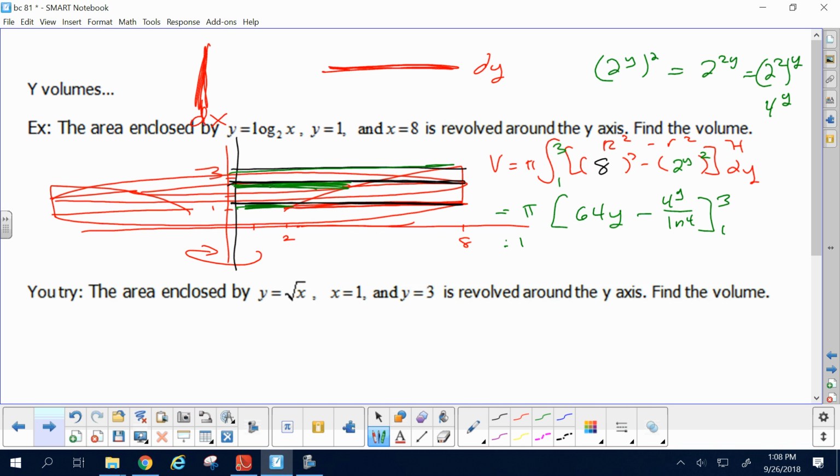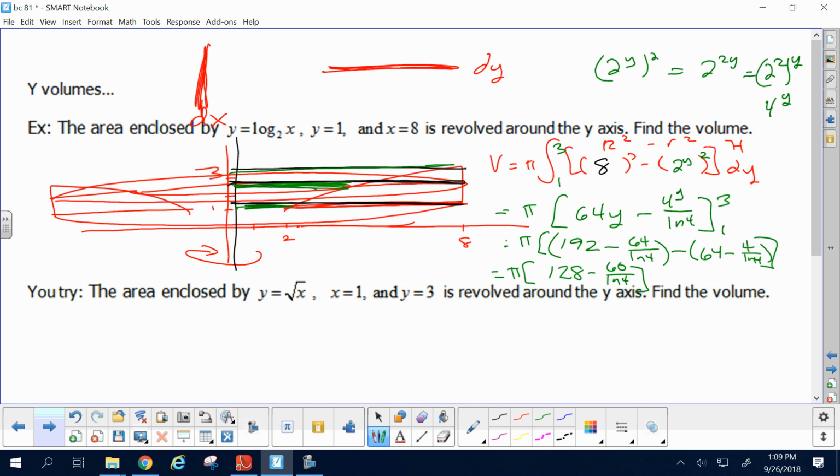All right. Pi times, what's 64 times 3? 60 times 3 plus 4 times 3? 192 minus, what's 4 to the third? 64 over log 4 minus 64 minus 4 over log of 4. Still, I refuse to use a calculator. What is 192 minus 64? Minus 60 and minus 4. 128. What's negative 64 over log 4 plus 4 over log 4? Negative 60 over log 4. Common denominator is already there. Boom. We'll call it good on there.